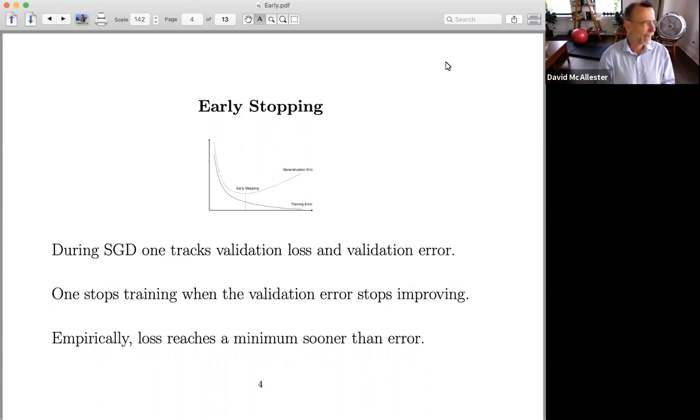And one thing that happens is that if you're tracking both the cross entropy on your validation data and the error rate on your validation data, the cross entropy will start to go up before the error rate starts to go up. And if you're in a bake-off, trying to win some competition that is evaluated by error rate, you want to stop when the error rate starts going up.